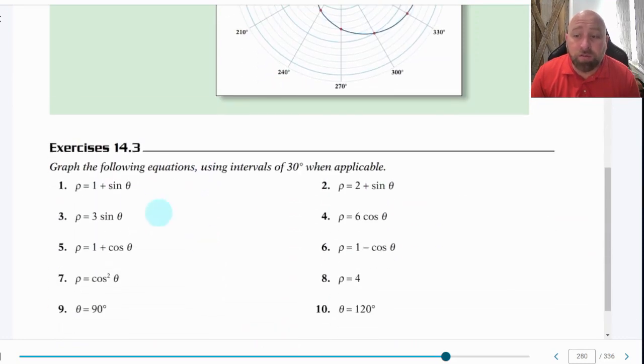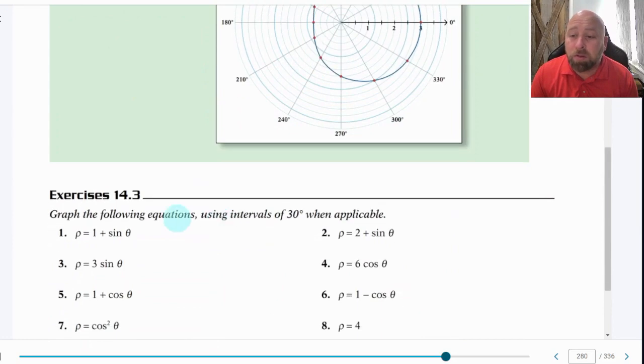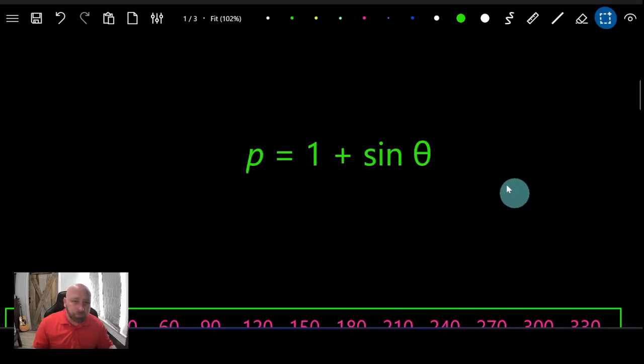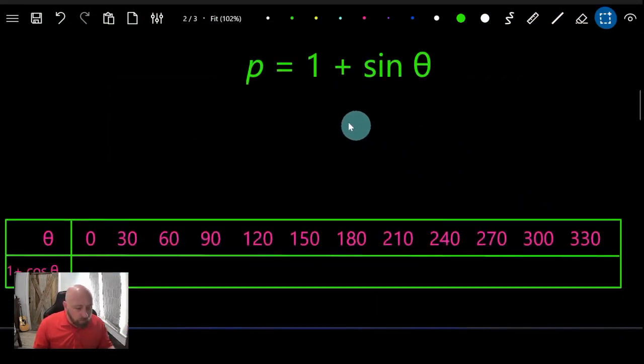So let's go ahead and do one of these, because literally the lesson is over. I've already taught you. There's only one example, but let's do one of these so that you're on the same page, not just looking at the example. I'll have you watch me go through it. So rho equals 1 plus sine theta. All right, so there it is, rho equals 1 plus sine theta.